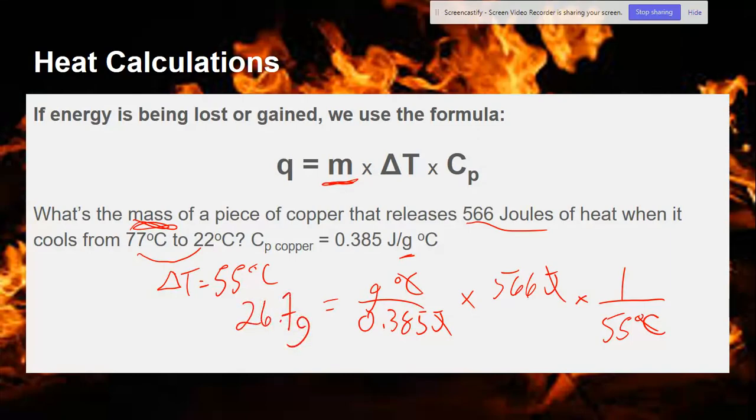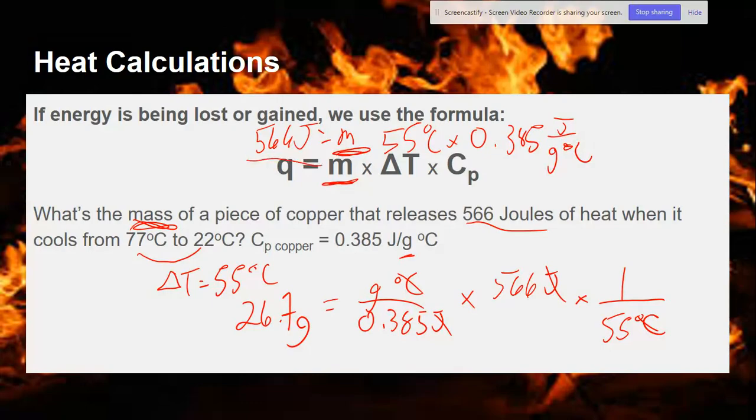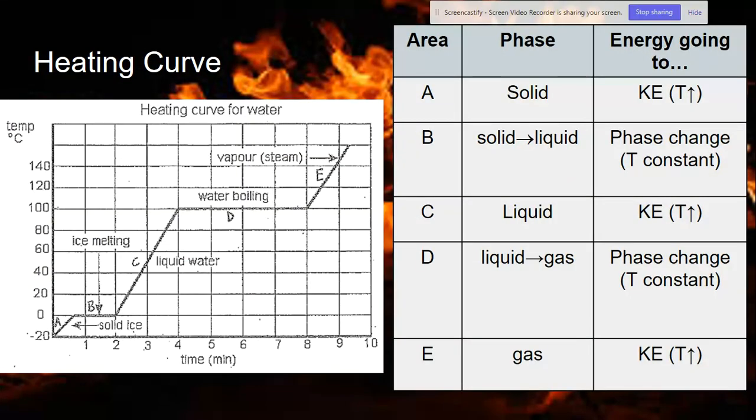grams. The other way you could do it is to set this up where joules, which is 566, is equal to the mass, which is the x that we're looking for, times 55 degrees Celsius times 0.385 joules over grams degrees Celsius. And when we're trying to solve for this x, we would divide the 566 by the 55 and the 0.385. You really got to be decent with your algebra here for this unit.